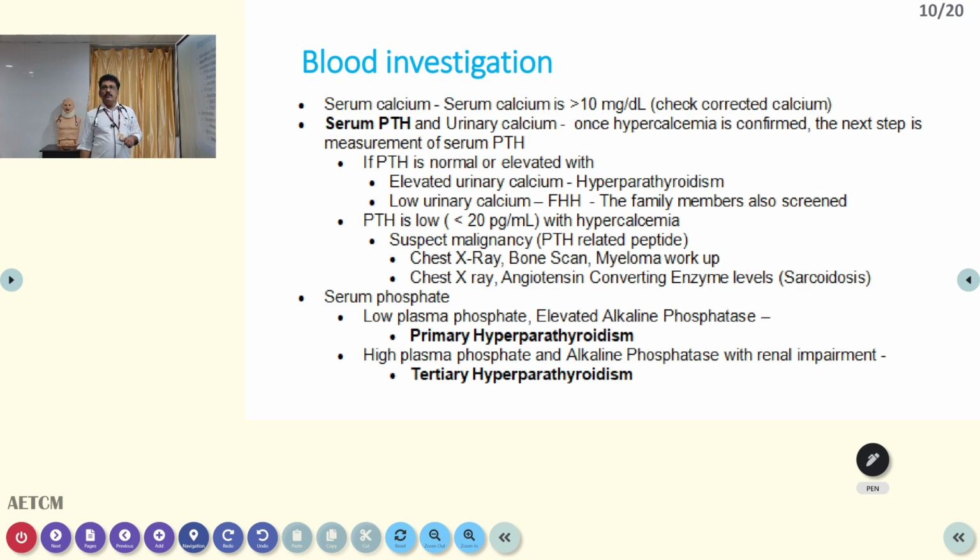Low phosphate with elevated alkaline phosphatase is primary hyperparathyroidism. High plasma phosphate and alkaline phosphatase with renal failure is tertiary hyperparathyroidism. So depending on all these investigations, you can make out a possible diagnosis of the reason for hypercalcemia. So basically we do a PTH level, urine calcium level, alkaline phosphatase, serum phosphate, and renal function, that is creatinine.